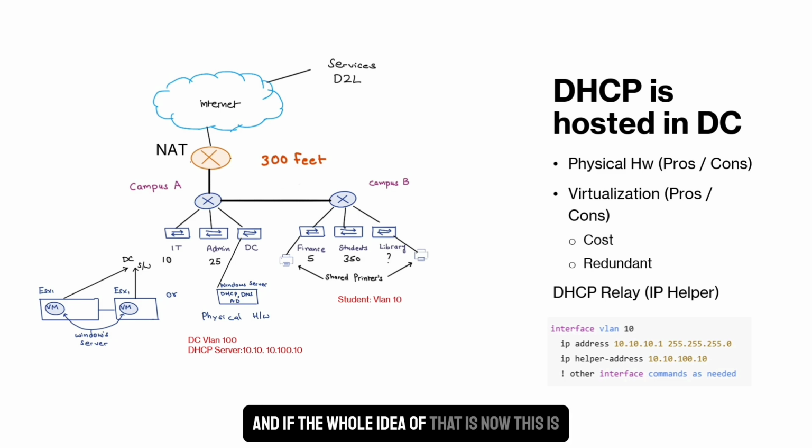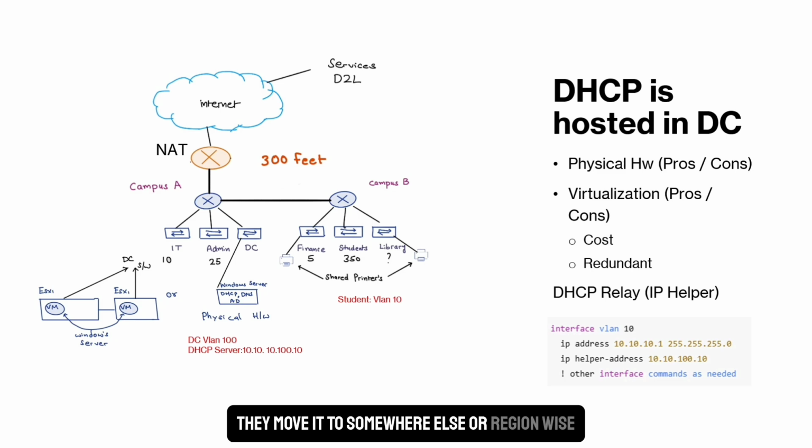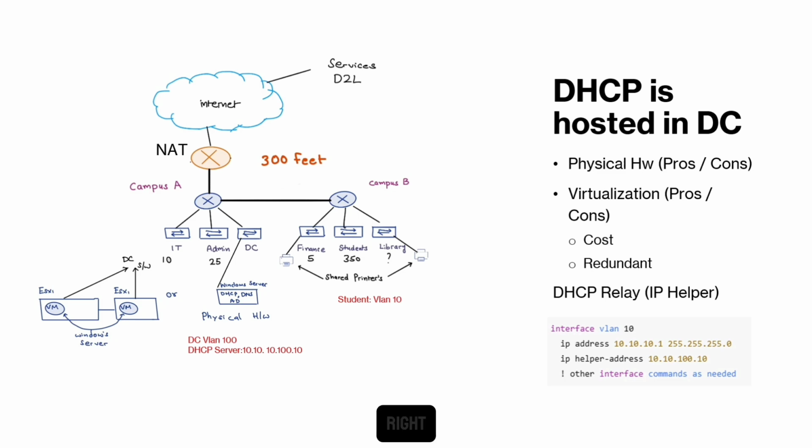And the whole idea of that is what cloud is really based on, right? That's why cloud is considered resilient. If I put something there, it's the cloud's virtualization that manages it in case the particular virtual machine that I've created fails. They move it somewhere else, or region wise also, right? So that's just how it keeps it safe.